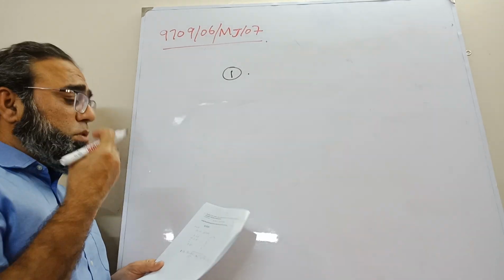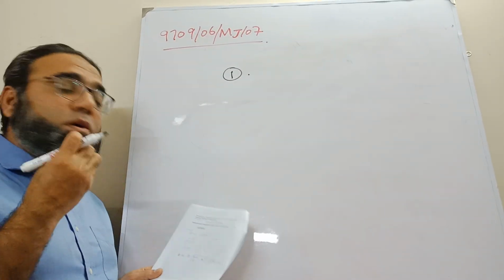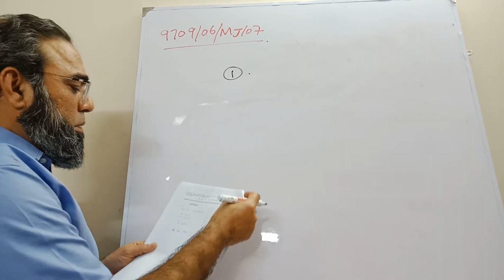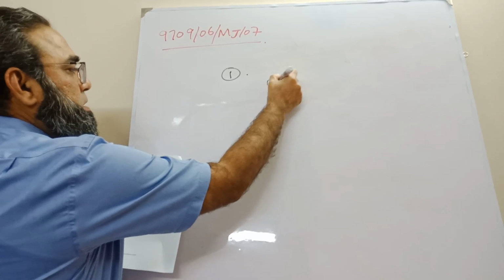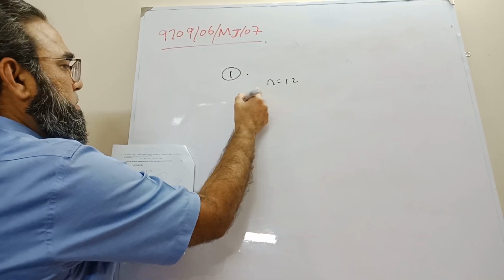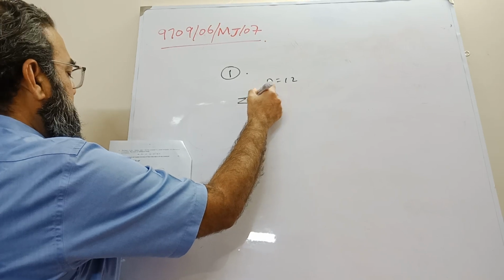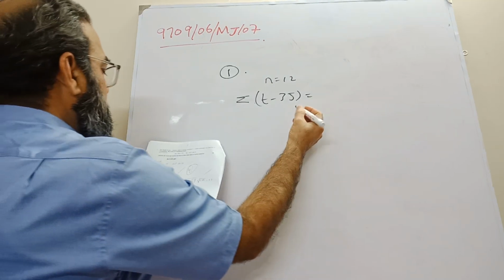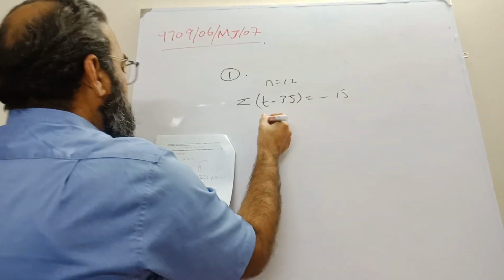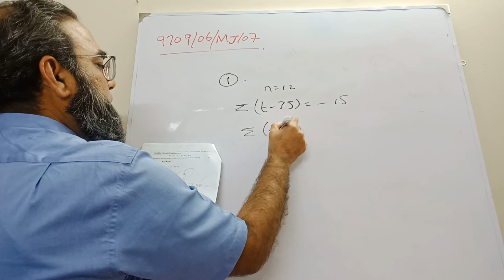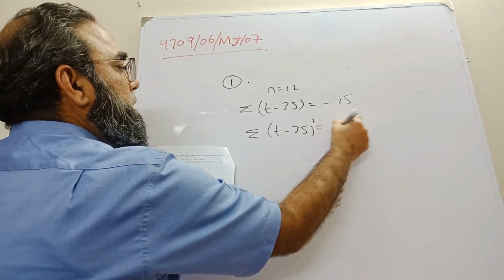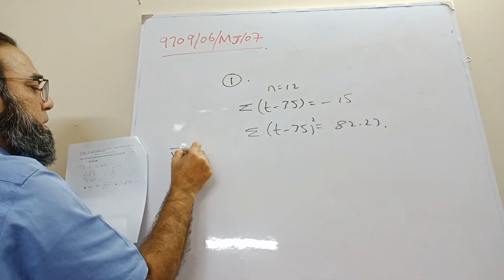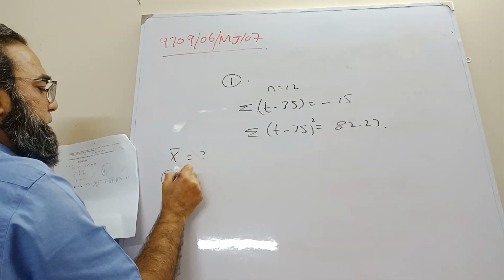Now the first question was basically from the concept of coded data, which we used to call the assumed mean method. We were given n as 12. I'll read out the question later on. Let me just note down the given information. Sigma of t minus 35 is minus 15, and sigma of (t minus 35) whole squared was given as 82.23. It is asking for the mean and the standard deviation of this data.